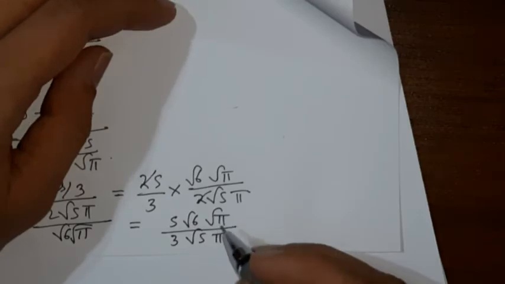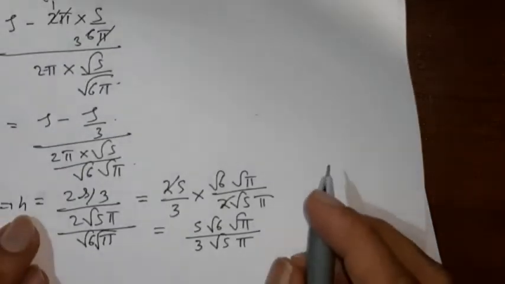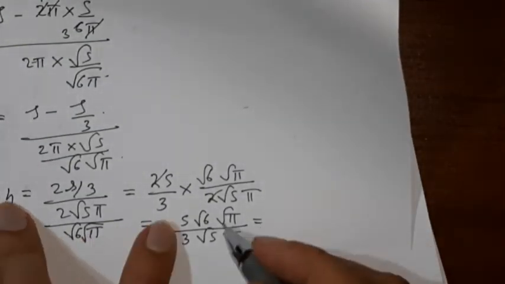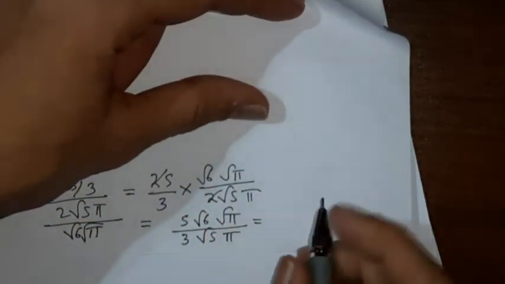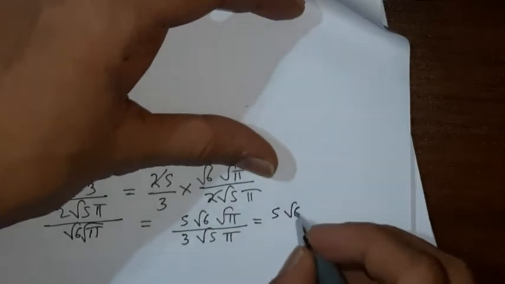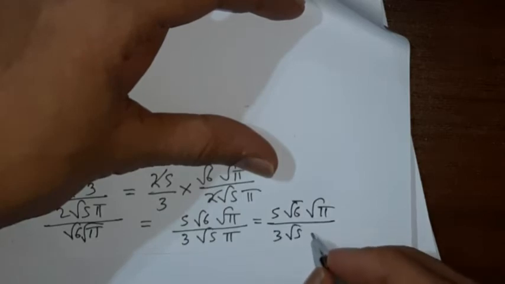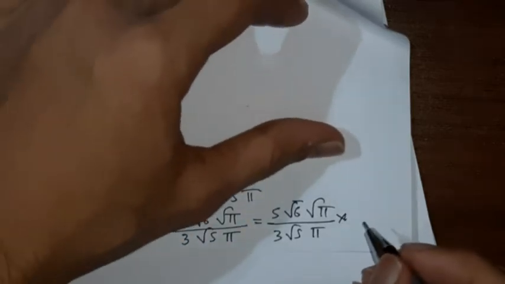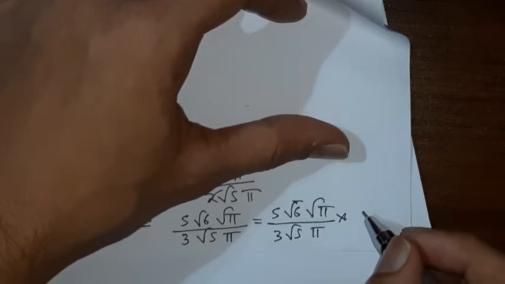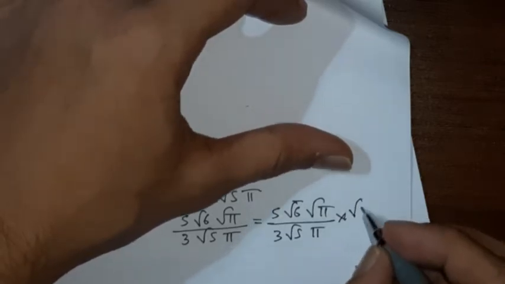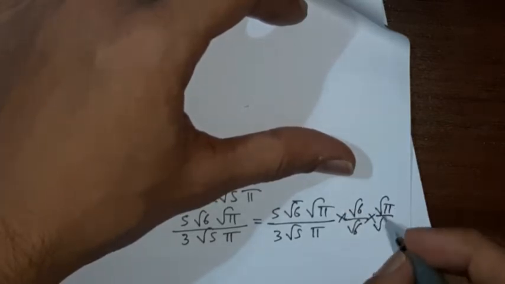Okay, now we have to get that height is double of the radius, or height is equal to the diameter, right? So how to do it? We have to rationalize this. Okay, just let us see what we get if we rationalize this. So how to rationalize? Let us see. s multiplied by root 6 multiplied by root pi divided by 3 root s multiplied by pi. Now multiply every term here, okay, you rationalize. So you take root 6 divided by root 6, then you take root pi divided by root pi.